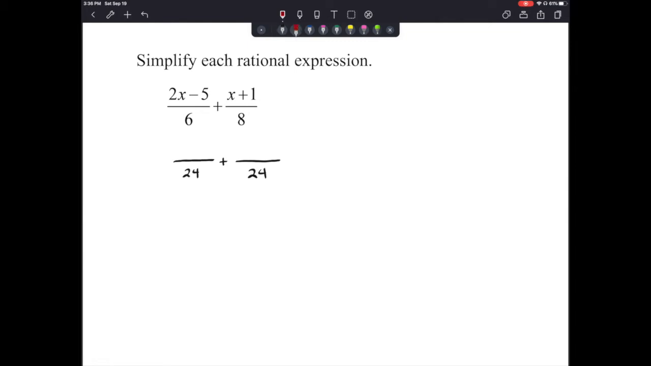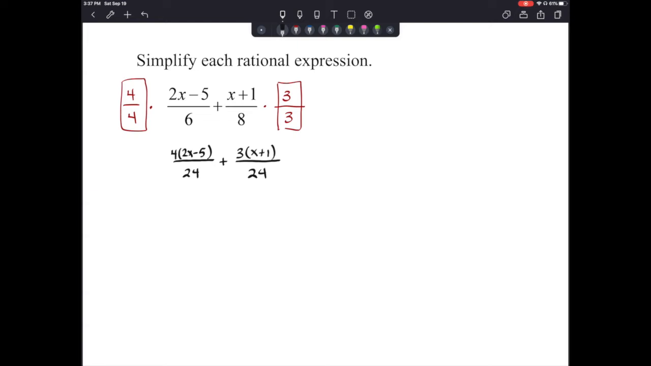In order to do that, we just need to multiply 6 times 4, but if we do the bottom of the fraction times 4, we have to do the top to keep it proportional. What we have right now then is 4 times the quantity 2x minus 5 all over 24. And our fraction on the right, to turn 8 into 24, we're going to have to multiply it by a 3, which means we also have to multiply the numerator by a 3. Remember, 3/3 and 4/4 both are the same thing as 1. So we're just changing what our fraction looks like, not changing its value. This would be 3 times the quantity x plus 1.